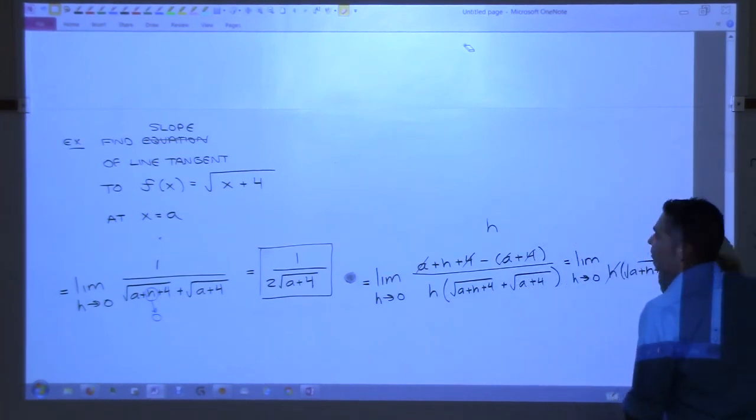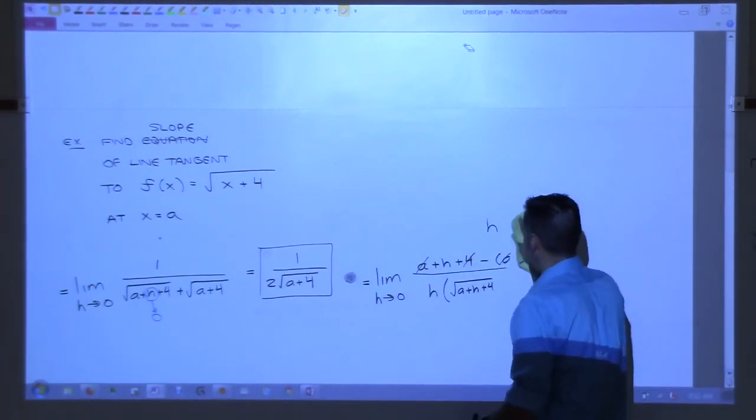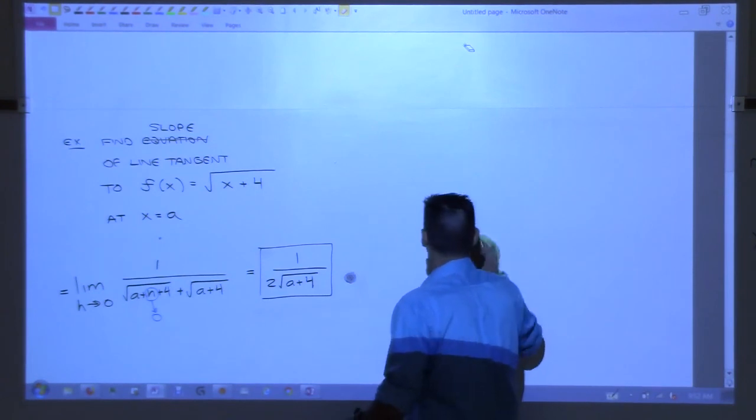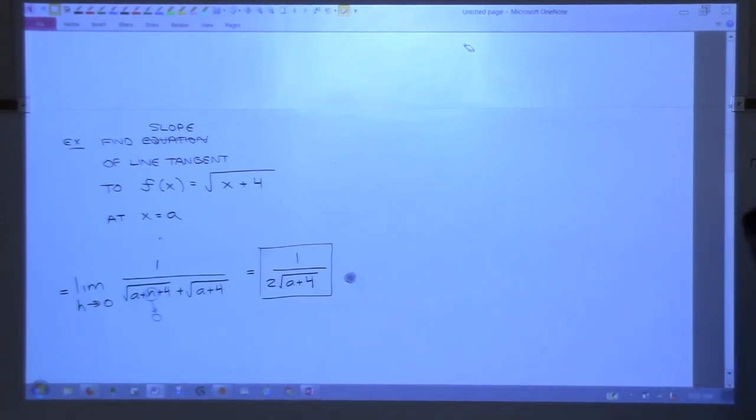So somebody give me a point on that function. Any point you want, as long as it lives on the function. Someone give me a point. Try and make it a nice point. What's a nice point on that function?